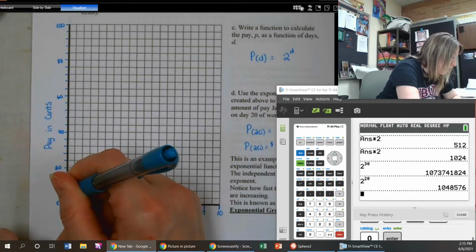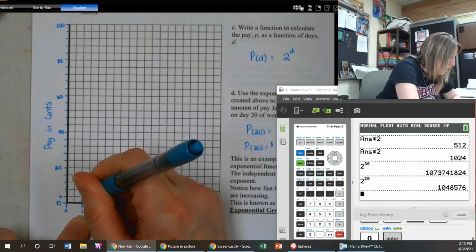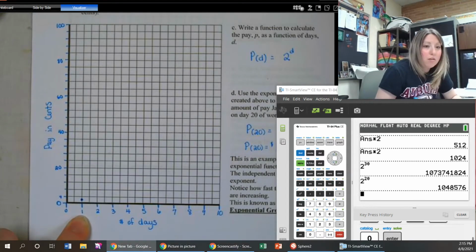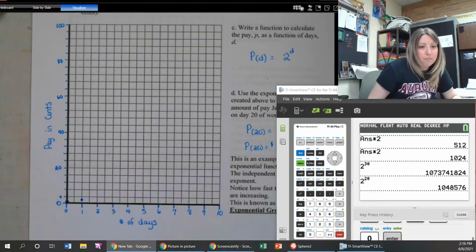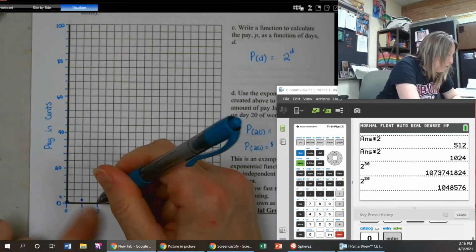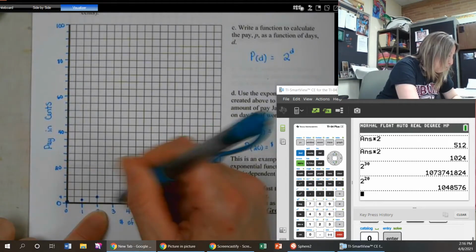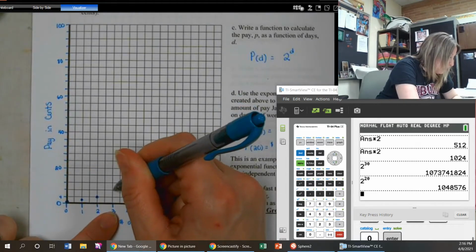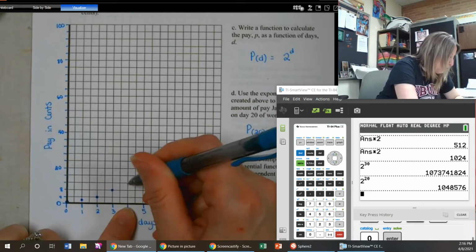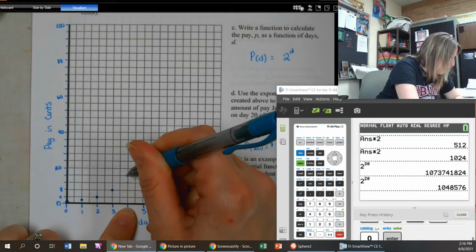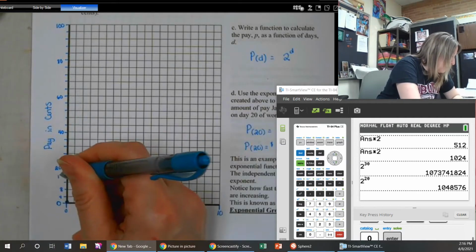Start at 0 days, 1 penny. Think of it that way, and then go from there. 2 days goes up to 4 cents. 3 days goes up to 8 cents. That's right here, 8 cents. 4 days goes up to 16 cents. That's right here, because that's 12, then 16.